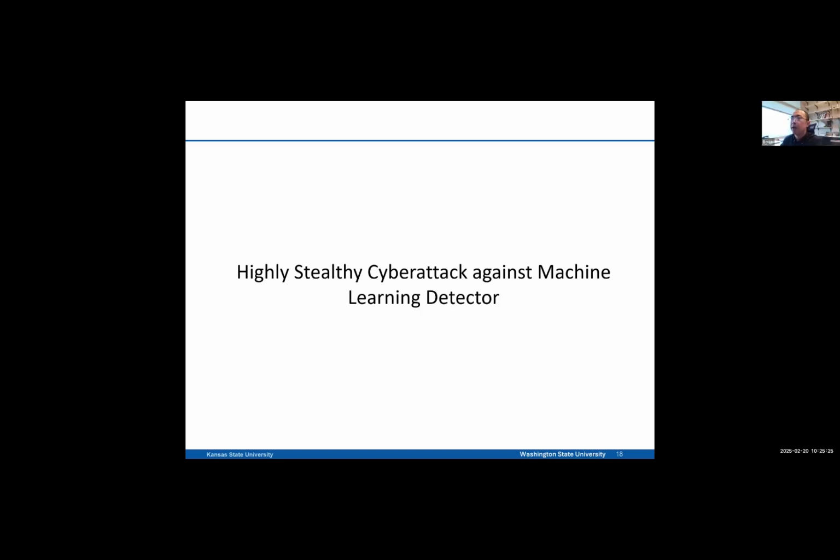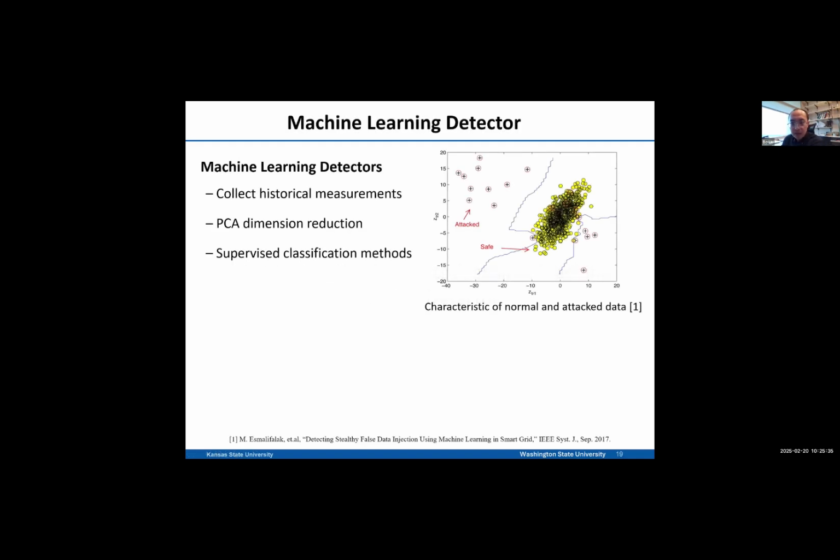Okay, in this section, I will present our work on highly stealthy FDI attacks against classic machine learning detectors. The supervised machine learning detectors use historical measurements collected from the SCADA system as normal data and use FDI attacks as compromised data in the training stage. So a classic machine learning detector can detect FDI attacks based on the fact that normal data and compromised data tend to be separated in a certain projected space.